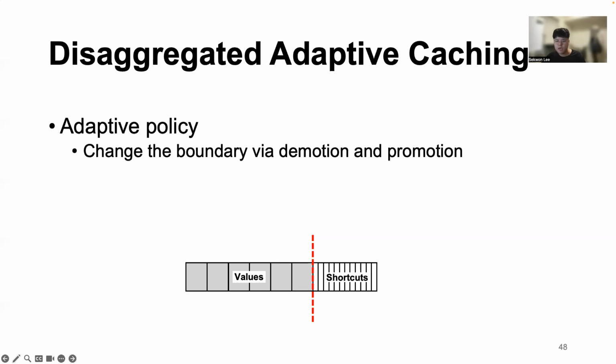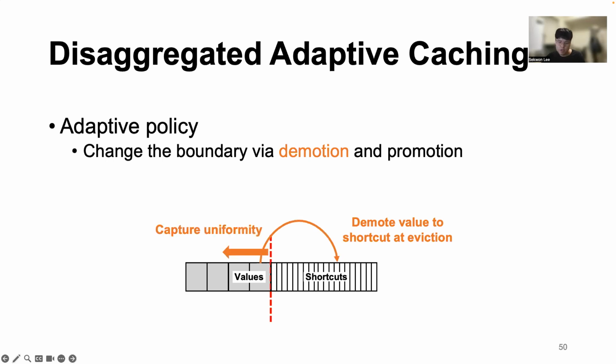Our disaggregated adaptive cache changes the ratio between value and shortcut entries using demotion and promotion. To be specific, by demoting value entry to shortcut at the eviction from the value cache, we increment the portion of the shortcut cache. The demotion captures the uniformity of the workload. For example, when a workload pattern is close to uniform, cache misses and evictions keep occurring. Then our caching policy keeps expanding the shortcut portion of the cache to reduce these cache misses.